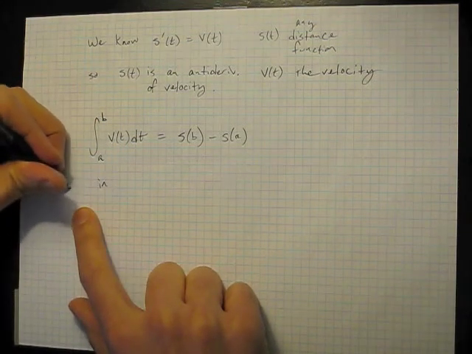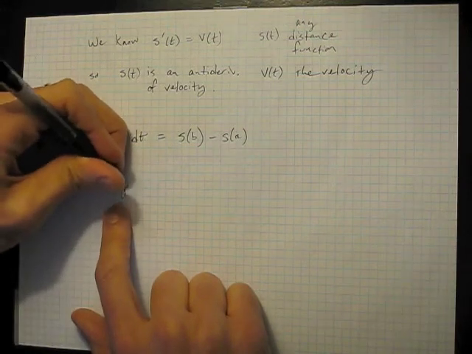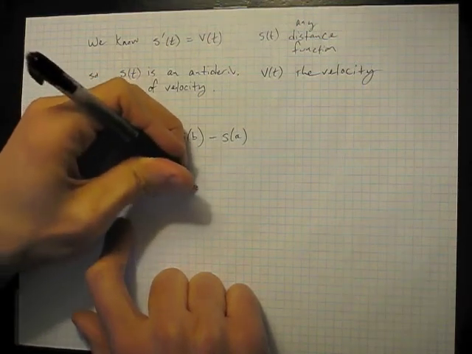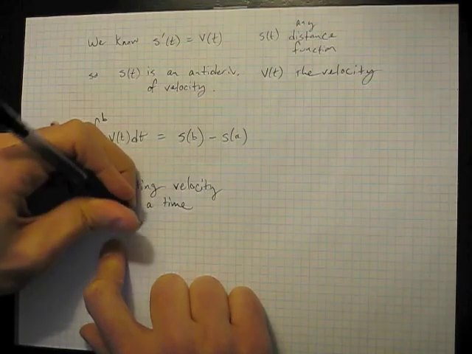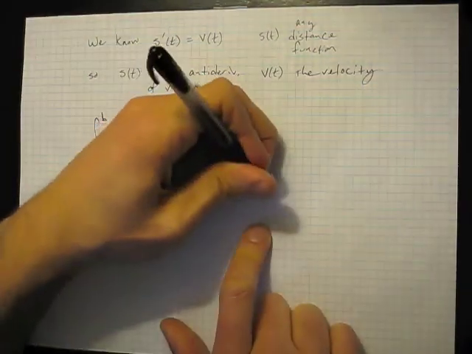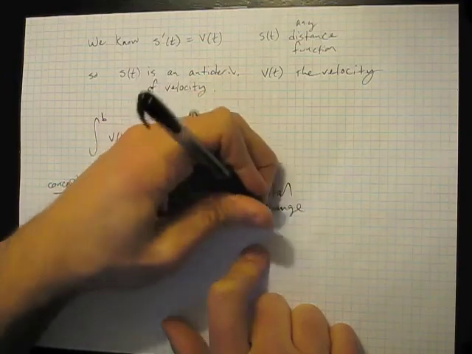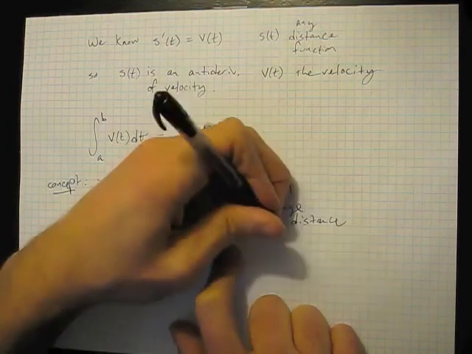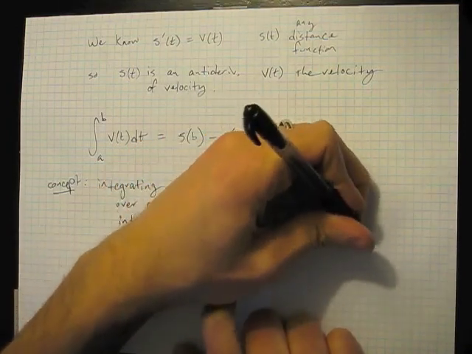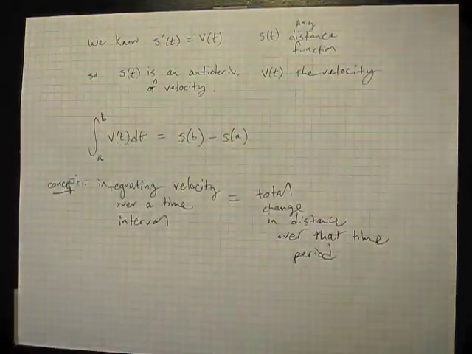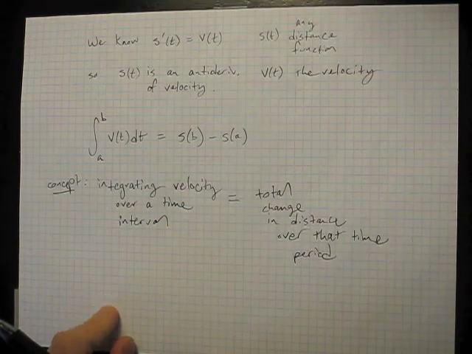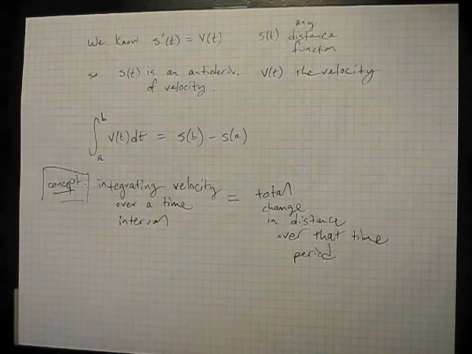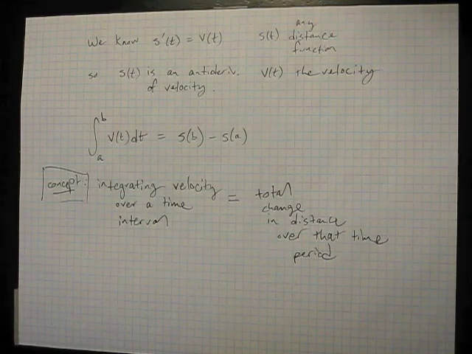So this is the concept. Integrating velocity over a time interval is equal to the total change in distance over that same time period. Okay, this is a fundamental concept that I want us all to understand, and how it relates to integration. Very good. We'll do problems related to the fundamental theorem of calculus in class.